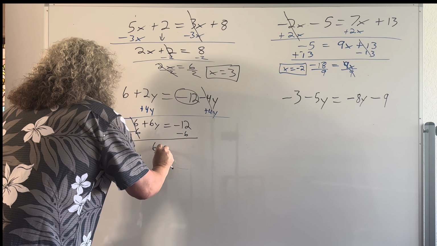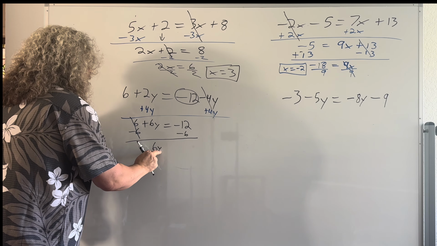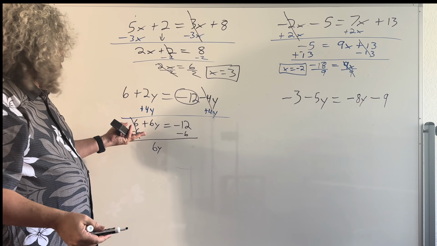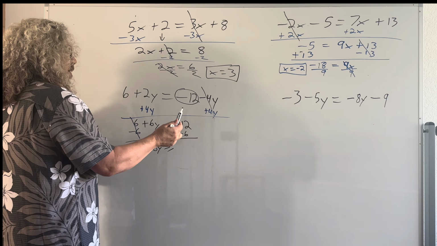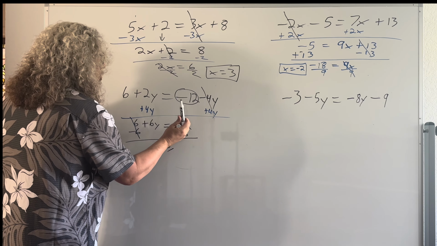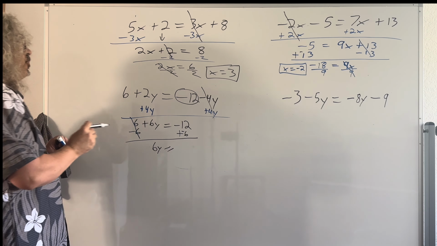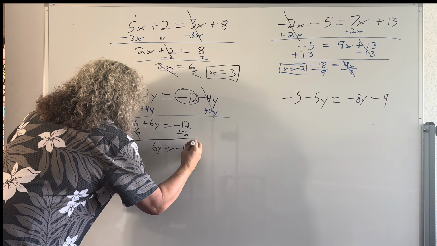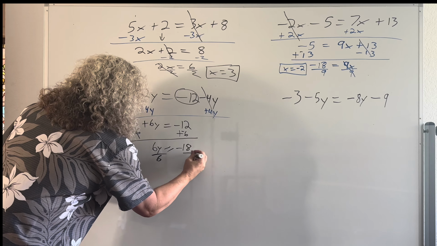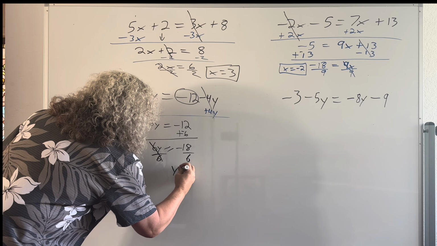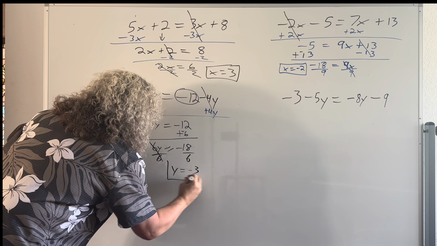Do I have to write the plus sign? No, because I already know that it's going to be a positive, so we don't have to write that. Now, add a line, change the sign. That's negative 12 plus negative 6, which is negative 18, because you guys are really good at your negative numbers by now. Divide by 6, boom, y equals negative 3.